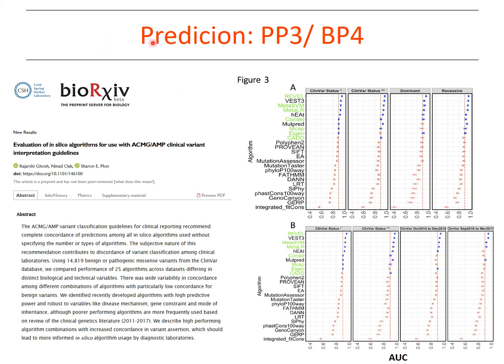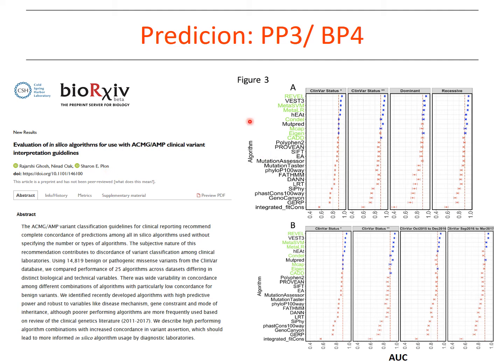Now let's talk about prediction programs. They are also error prone and some people disagree on how to use them. These are the codes PP3 for pathogenic and PP4 for benign. And here I will show you the publication from Ghosh and Plon et al. a couple of years ago.